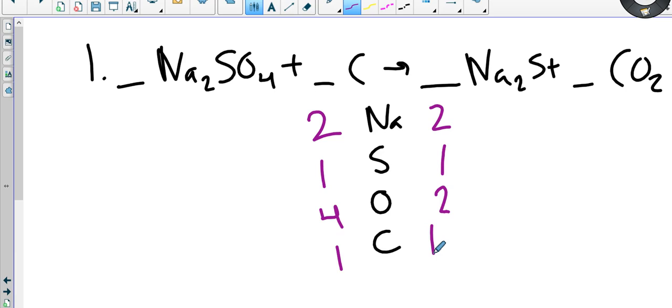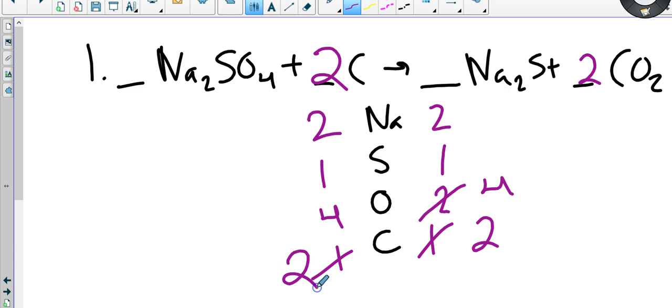All right, so sodium's good, sulfur not so much. Oxygen, see how I need 2 more oxygens? I have 2 present. 2 times 2 is 4. But then that also changes the carbon. Work down the list. I already did sodium, sulfur, and oxygen. Now I'm to carbon. Notice here I have 2 carbons. On this side I have 1. So what can I put right here? And it's balanced. So on the quiz, if you were asked the coefficients, it would be 1, 2, 1, 2.